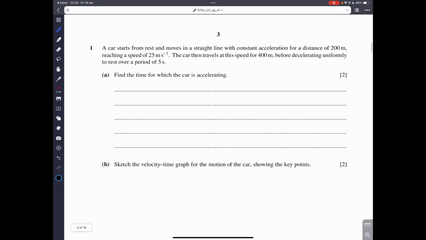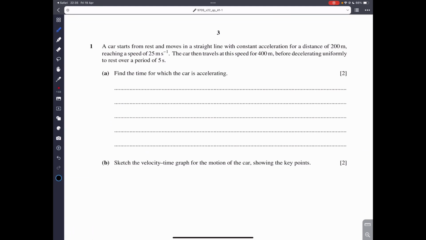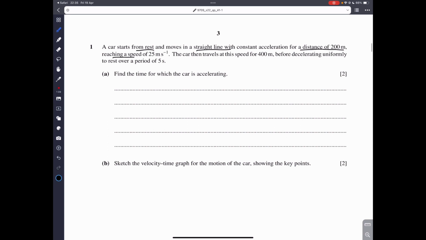Okay, so question number 1. A car starts from rest and moves in a straight line with a constant acceleration for a distance of 200 meters, reaching a speed of 25 meters per second. The car then travels at this speed for 400 meters before decelerating uniformly to rest over a period of 5 seconds. Find the time for which the car is accelerating.